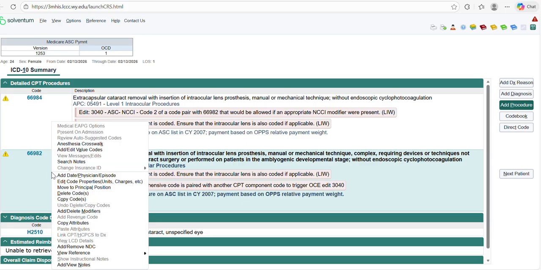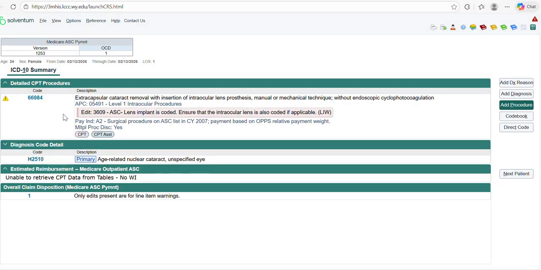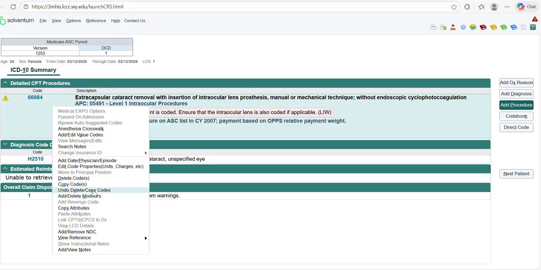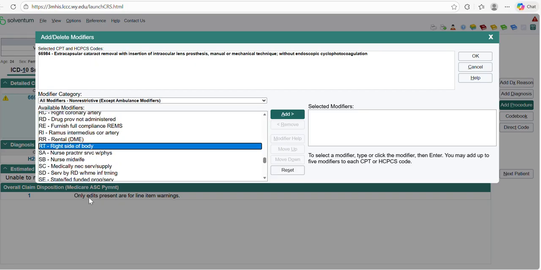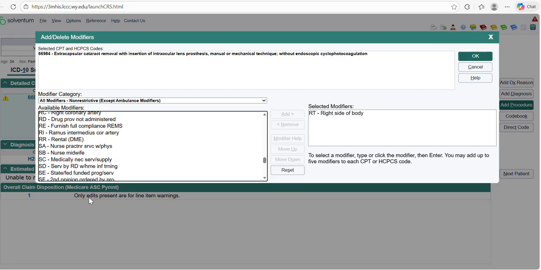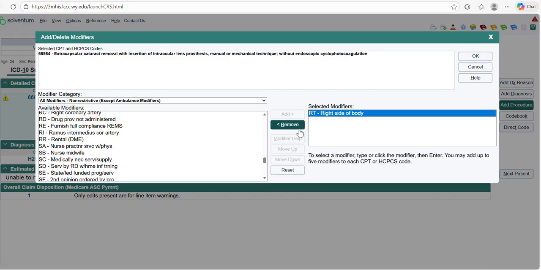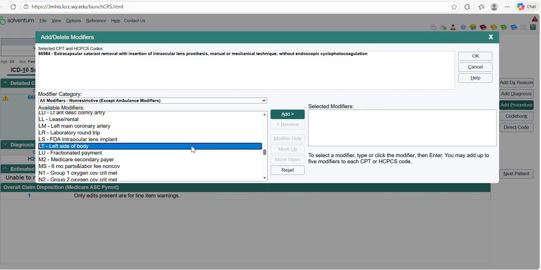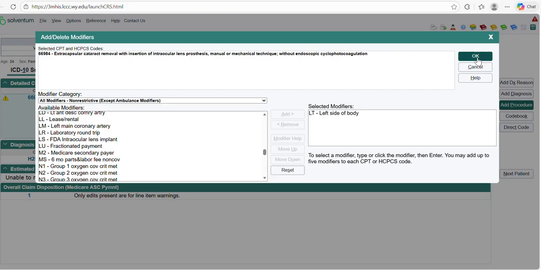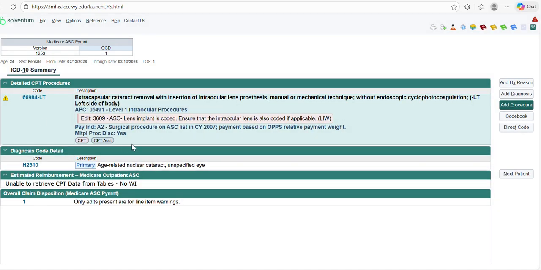What if there is one done? We'll delete one. If laterality is there, then we have to add RT. If there is an LT, we have to remove that and give the LT laterality. This is a simple cataract removal. That's it, guys.